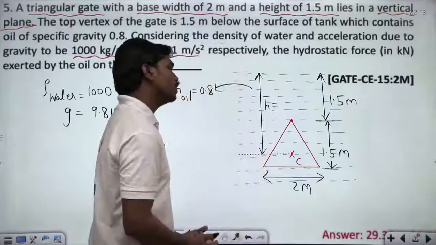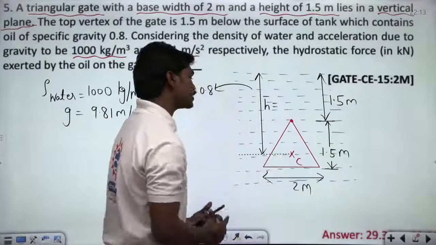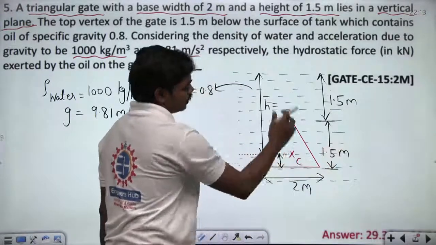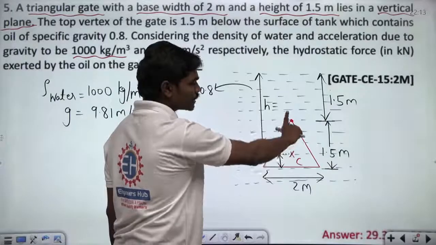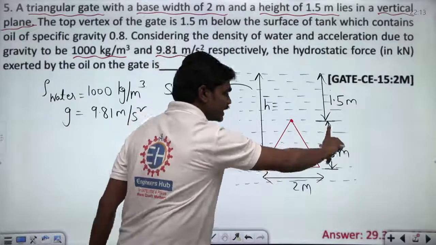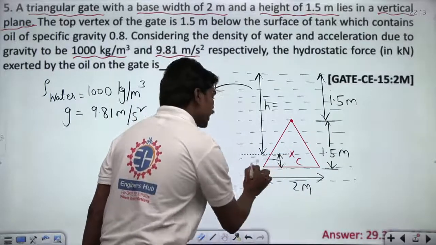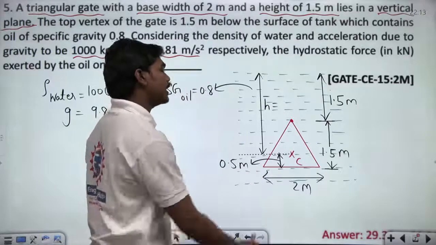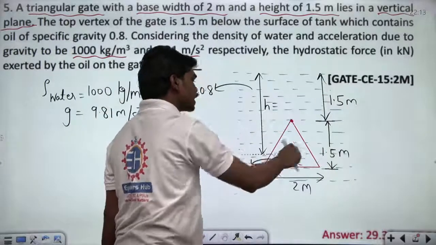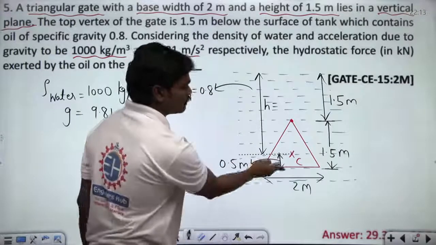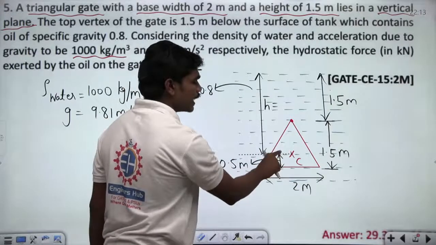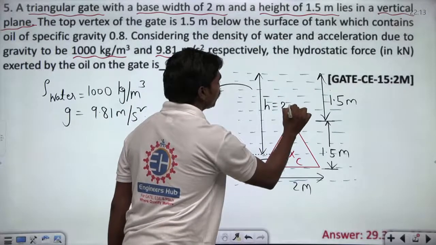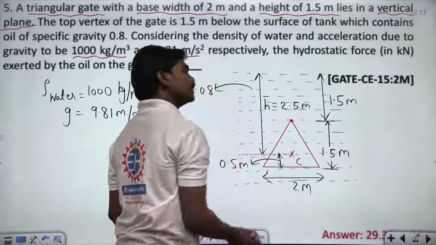H bar is equal to, look, this is 1.5 meters, and the centroid of the triangle is at a height of 1/3 from this base, basically 1/3 of this height, correct? So total height of the triangle is 1.5 meters, which means this value is 0.5 meters, correct? If this total length is 3 meters, and the centroid is at a height of 0.5 meters from the base, then definitely this h bar value is equal to 2.5 meters. Correct? This is 2.5 meters.